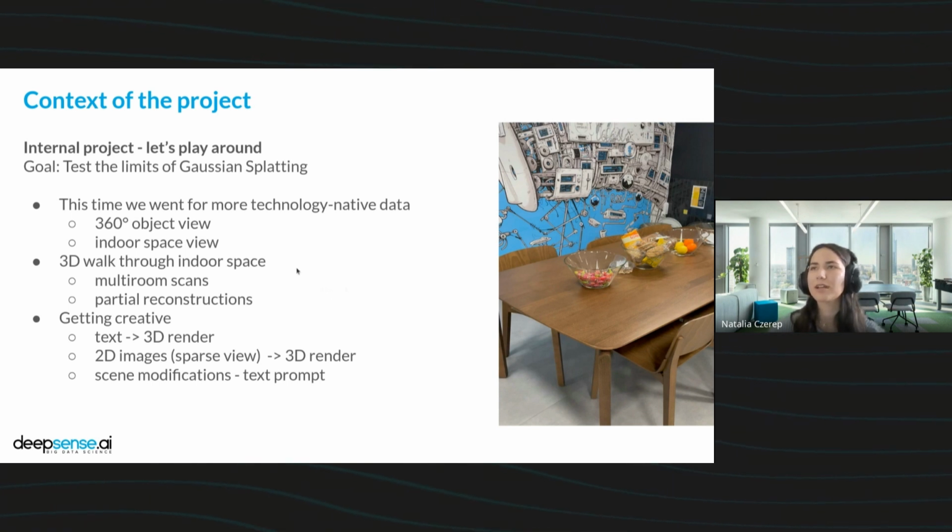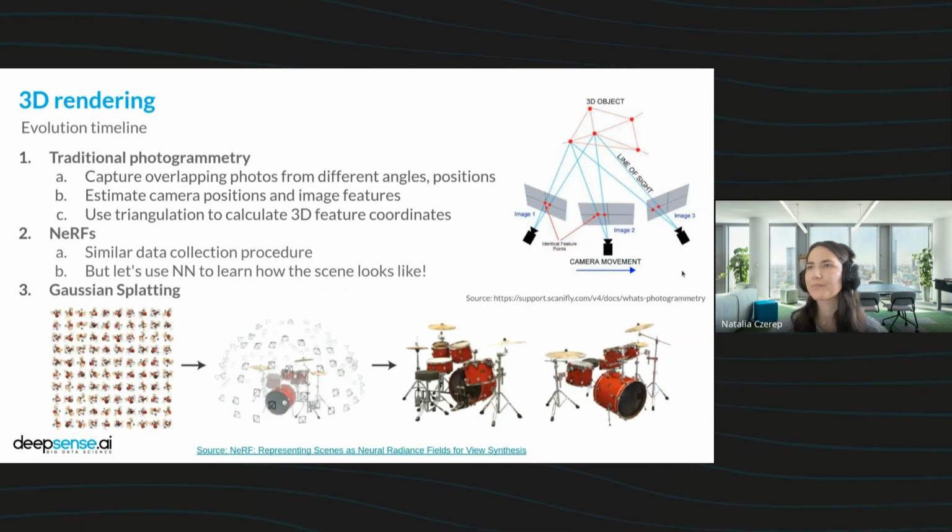So this time, in our internal project, we went for more technology-native data, let's say. We tried a 360 object view and we tried a 3D walkthrough of an indoor space. Besides renders, we got creative and did some scene modifications and renders from text or from 2D images.